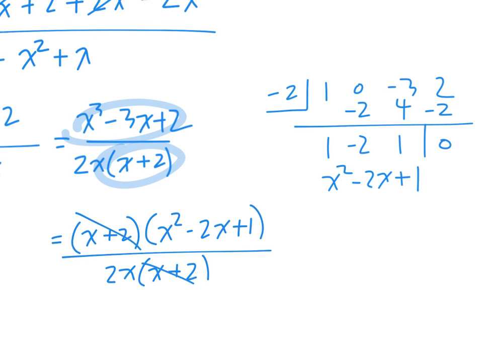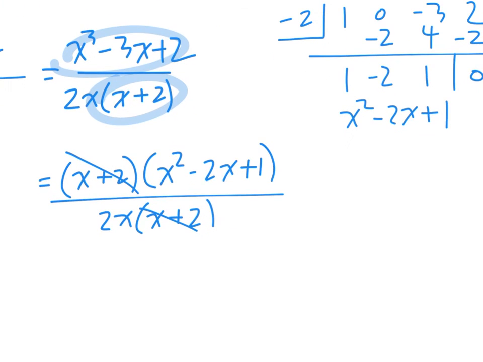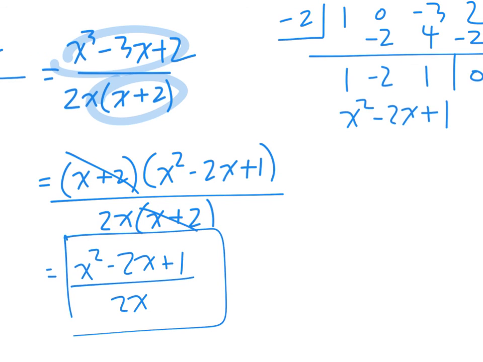Okay, now that cancels. X squared minus 2x plus 1 over 2x. So that's the final answer. You can also try to factor this too. It will be x minus 1 squared, but it doesn't cancel anything. That's it.